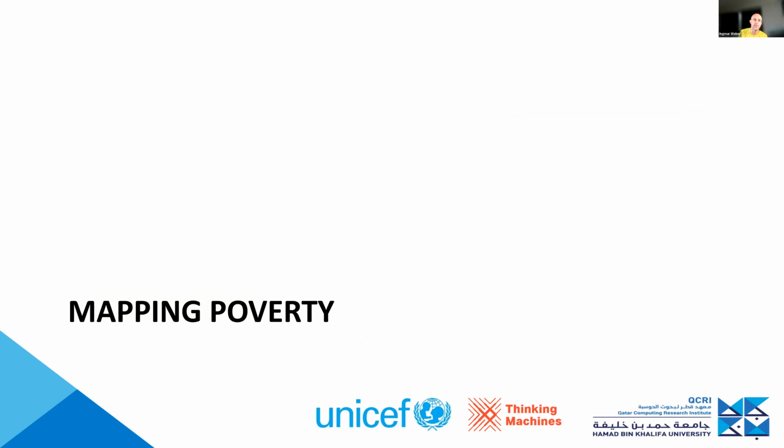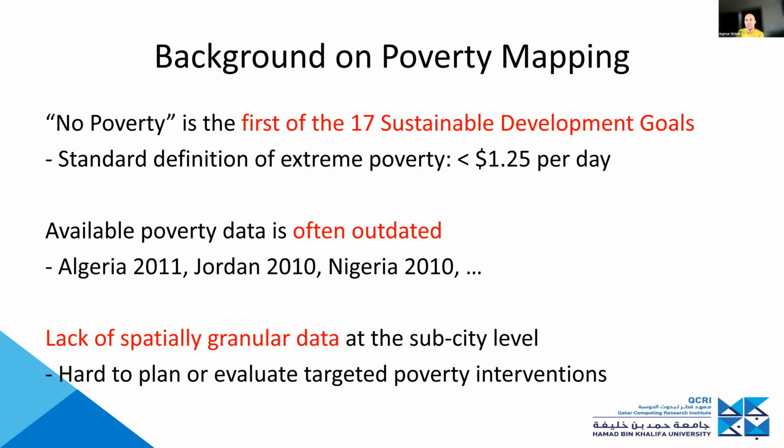Right, so now I want to elaborate a bit on this notion of mapping poverty. I mean, in particular, in the device type, but also other features. This is joint work with UNICEF and a data science company called Thinking Machines, based in the Philippines. The goal of no poverty is one of the 17 Sustainable Development Goals. It's actually the first of those.